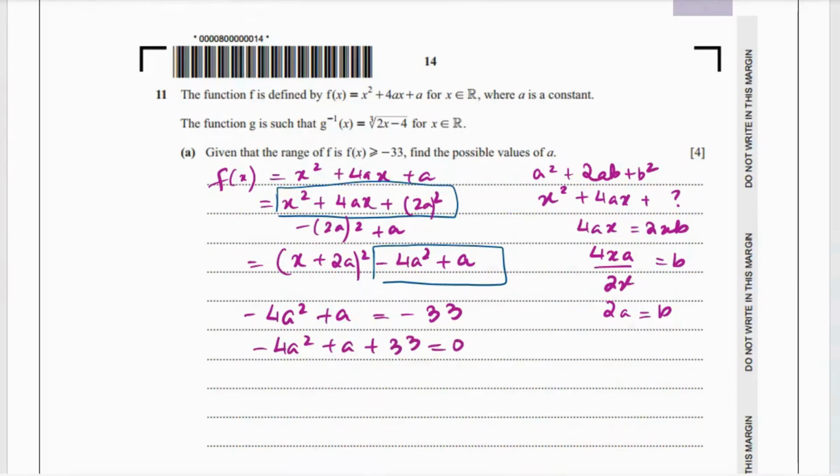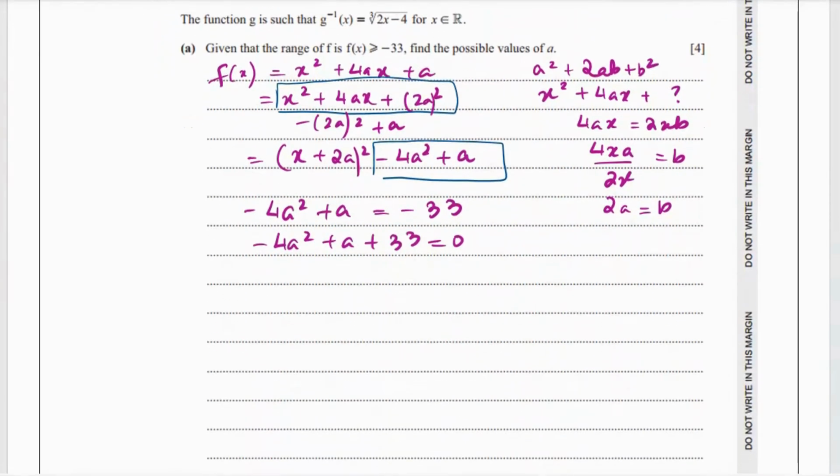We have a quadratic equation in terms of a, so let's solve that to find the possible values of a. 4a squared minus a minus 33. You can use the quadratic formula or splitting the middle term. If we use splitting the middle term, 33 times 4 is 132. Factors of 132 are 12 times 11. So if we use 12 and 11 to replace a, we can say that 4a squared minus 12a plus 11a minus 33 equals 0.